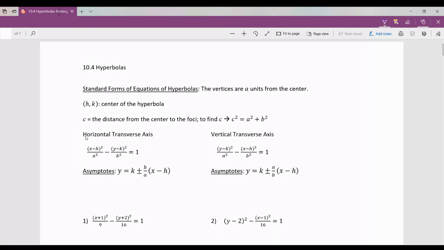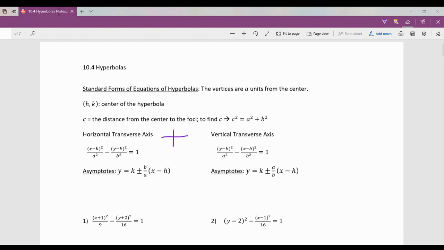So we've got two different forms of equations of hyperbolas. One where it's the horizontal transverse axis, and one where it's the vertical transverse axis. So what does that mean? Horizontal just means when we draw the hyperbola, so just to give you guys a quick little sketch of what a hyperbola is going to look like, we've got my x and y axis.